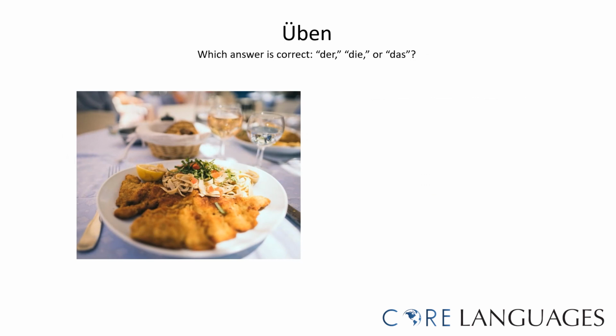And how about this example? Essen ist lecker. Do we need a definite article, der, das, or die, or no article? Food is delicious, or food is yummy. We are referring to a specific dish or specific food, not all food in general, so we need the definite article. Essen is a neuter noun. Das Essen ist lecker. The food is yummy.